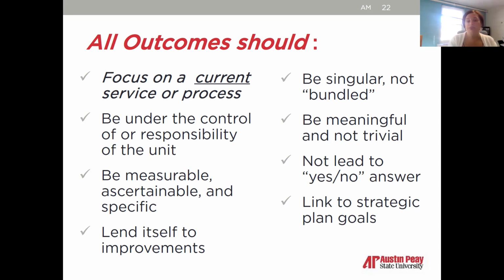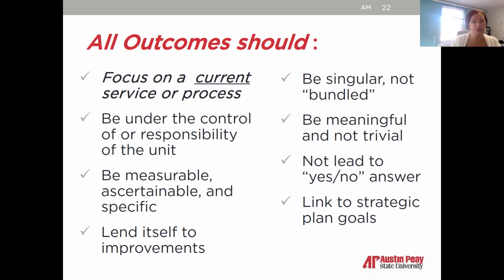Most importantly, you want them to lead to improvement. That can be hard to see if you've not done this before, so that's another thing that we are happy to consult on. You want to keep them fairly simple. You don't want an outcome that is what we call bundled, that has five different things in it that you're going to do. If it's a compound sentence, you might want to think about that. Is this too many things in one outcome? Maybe this one outcome could actually be three outcomes. That happens a lot, so think about keeping it simple.